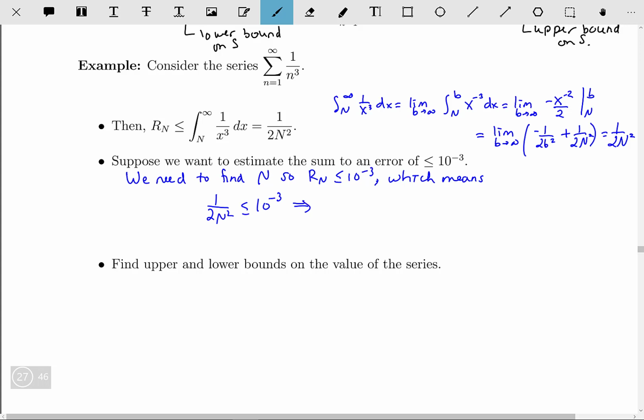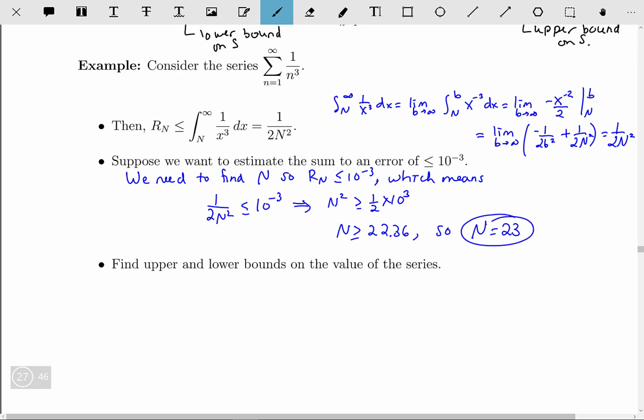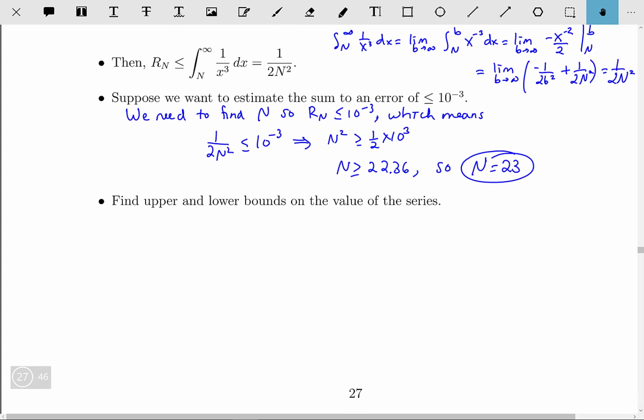If I multiply both sides by n squared and divide by 10 to the minus 3, I get that n squared is greater than or equal to 1/2 times 10 cubed. And per my calculator, I get that n is greater than or equal to 22.36. So we would choose the nearest integer that's bigger than that, which would be 23. So we would need 23 terms.